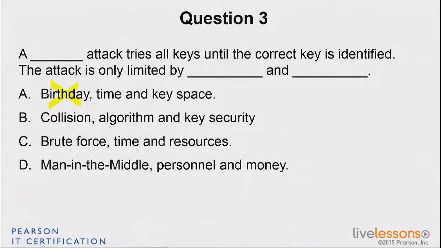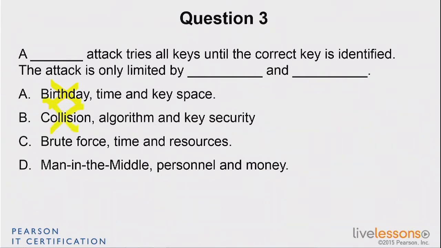If we go to B, we've already determined that a birthday attack is a collision attack. So if we try to fill in the sentence with this one, a collision attack tries all keys until the correct key is identified, and the attack is only limited by the algorithm and key security. Well, again, the algorithm and key security doesn't really relate back to the issues with collisions.